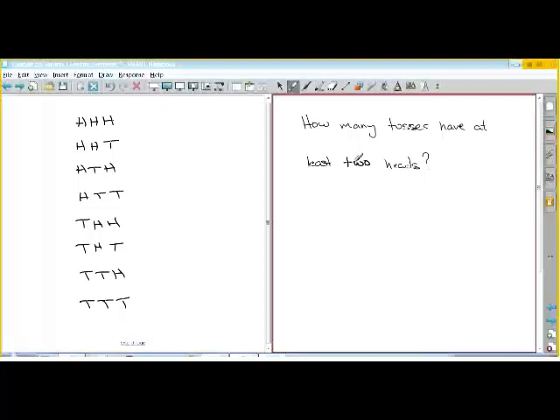Yeah, 3. So Eli says 3. This one has 3 heads, but it has at least 2 heads, so we do include this one. If it just said has 2 heads, then we wouldn't include that one. We'd include this one, that one, and that one. So there are 3 that have 2 heads, but there are actually 4 that have at least 2 heads.